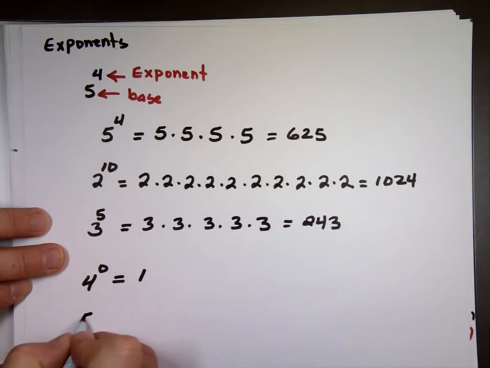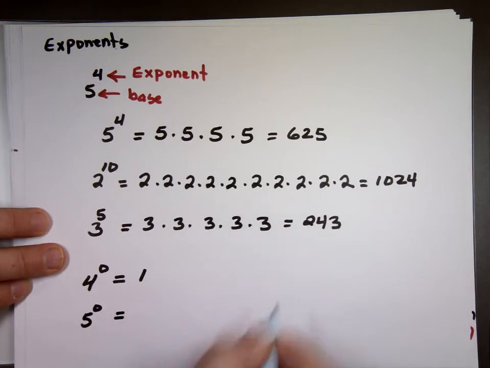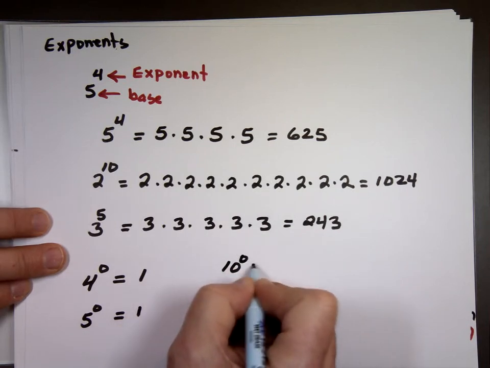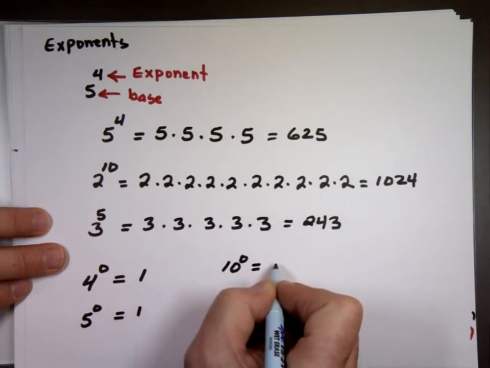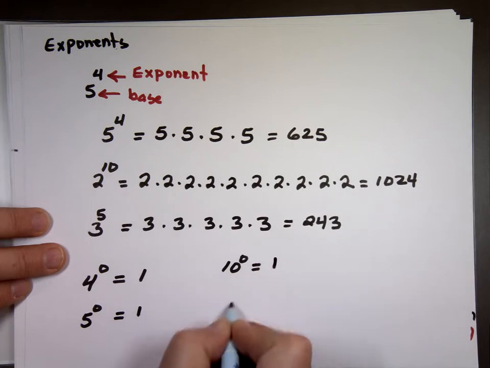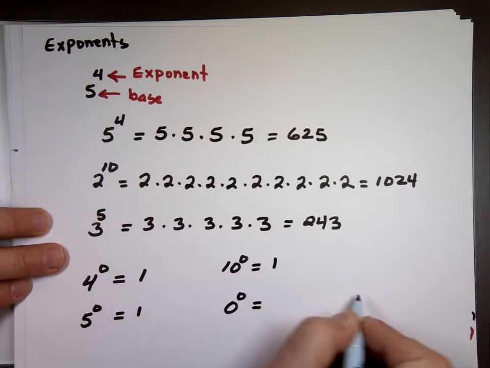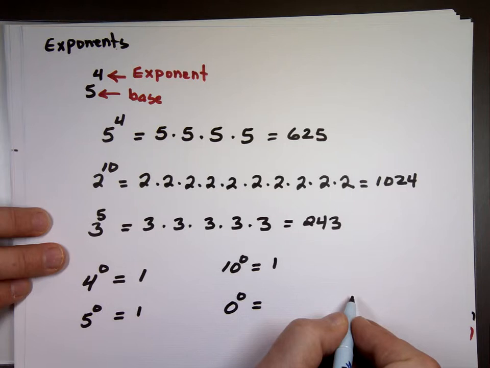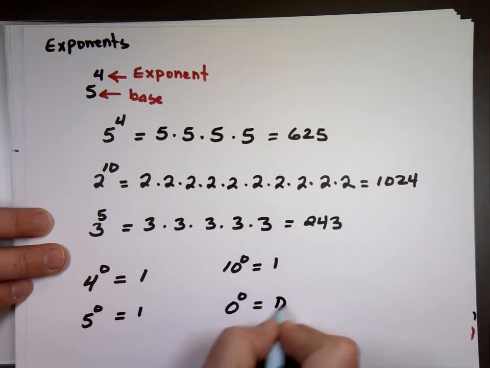5 to the 0. 1. 10 to the 0. 1. 0 to the 0. I heard 0. Try again. I heard 1. Try again. Very good. Does not exist.